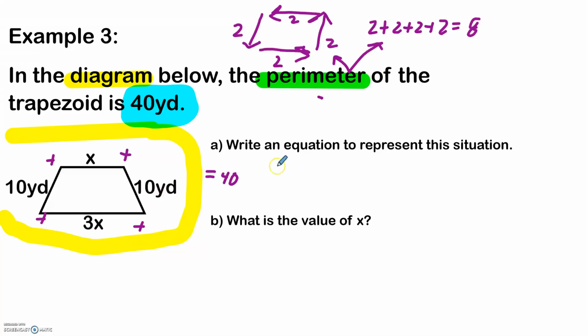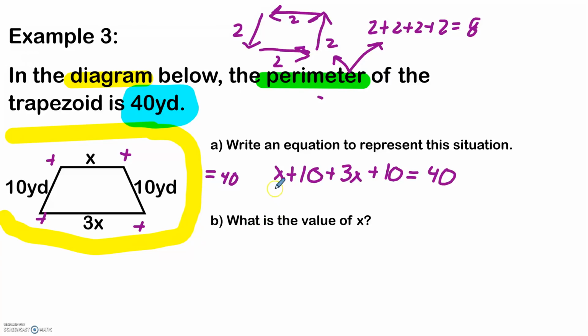So putting this together, my 4 sides, and it's okay if you listed them in a different order than I'm listing them, as long as you had all 4 sides represented, and that equals my 40 perimeter. And there's my equation for the perimeter of this trapezoid. Do your best to find the value of x and answer part B. Keep in mind that you want to try and answer in a complete sentence.